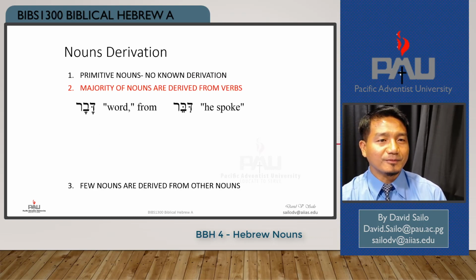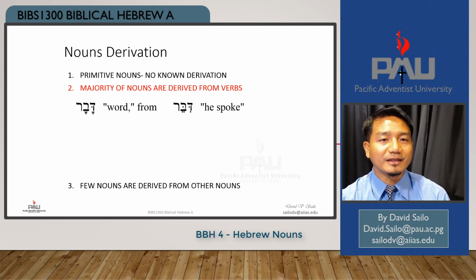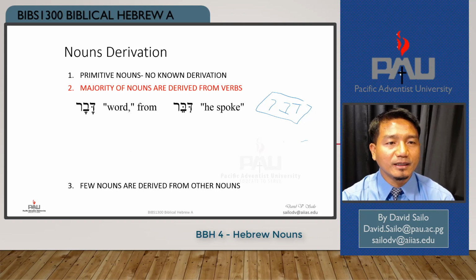How about the nouns derived from verbs? Well, if you know verbs, then it'll be easy for you to learn many of the nouns. Here, the majority of the nouns are derived from the verbs. Let's look at this word, davar. This is word. Look at the consonants. They are just the same. The difference is the vowels. So this is the verb. They change the vowel and then we get the word.